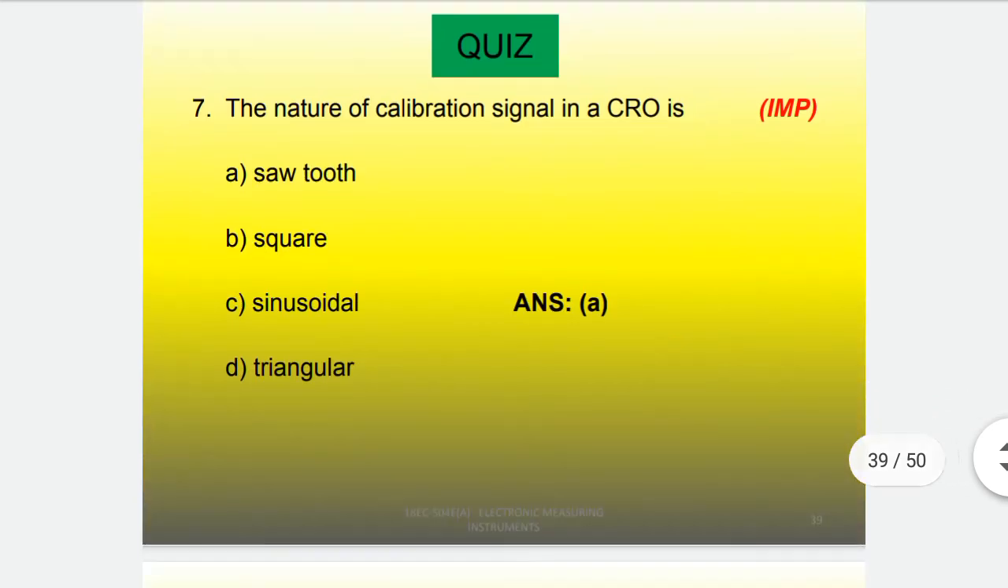And the seventh question, the nature of calibration signal in a CRO is A. Sawtooth, B. Square, C. Sinusoidal, D. Triangular. We have already discussed the nature of calibrated signal, that is sawtooth waveform, and the answer is A.